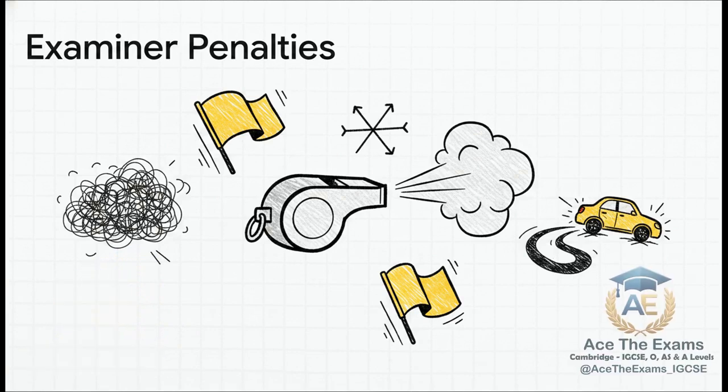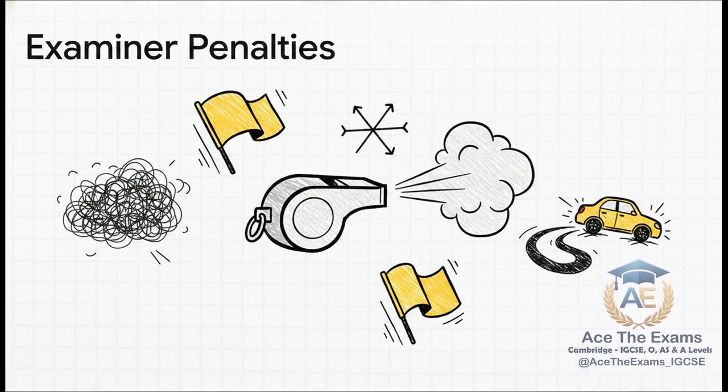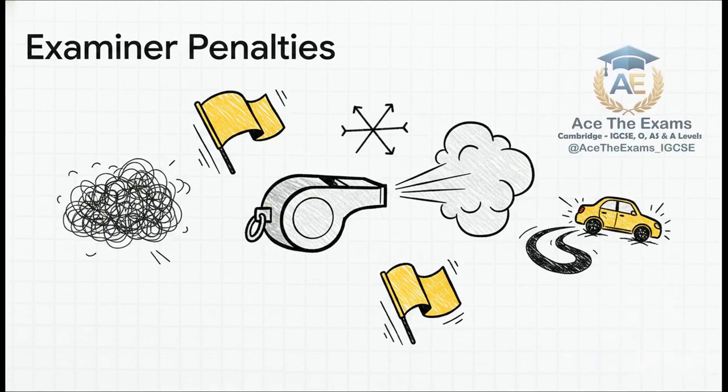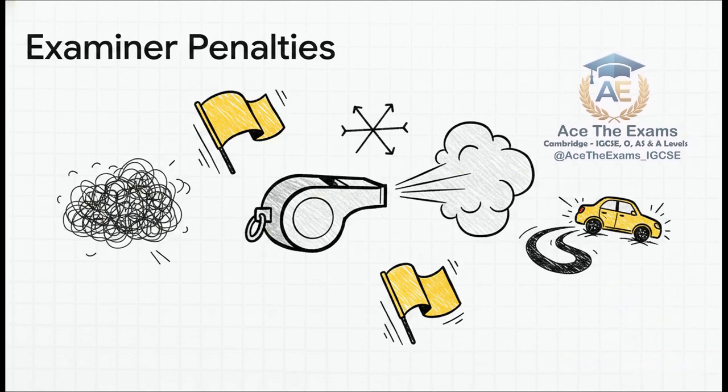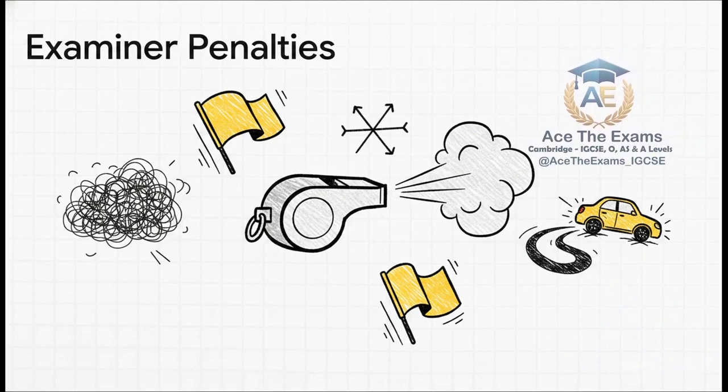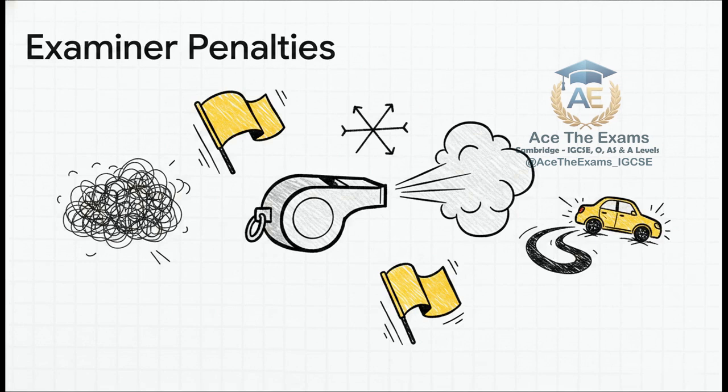Penalty 3, ignoring the specific context. Listen, if the problem is about a car braking and your calculated final velocity is somehow positive or your acceleration shows an increase, you have completely missed the deceleration context. The math has to match the physical reality.